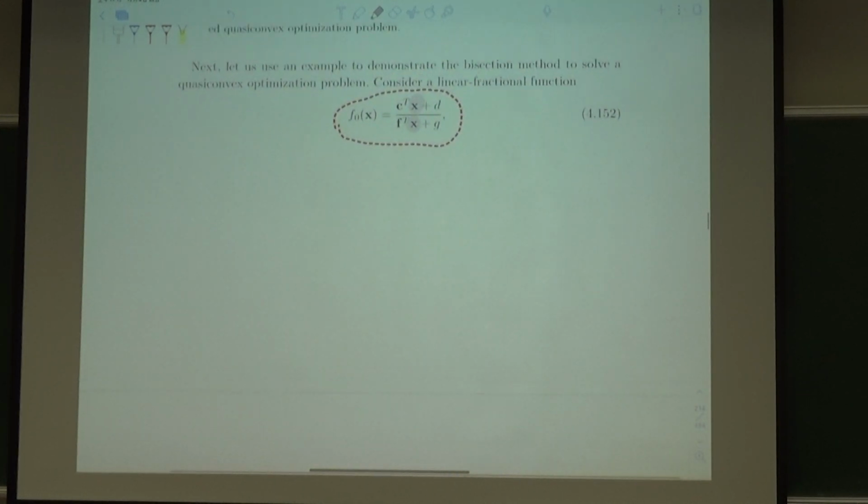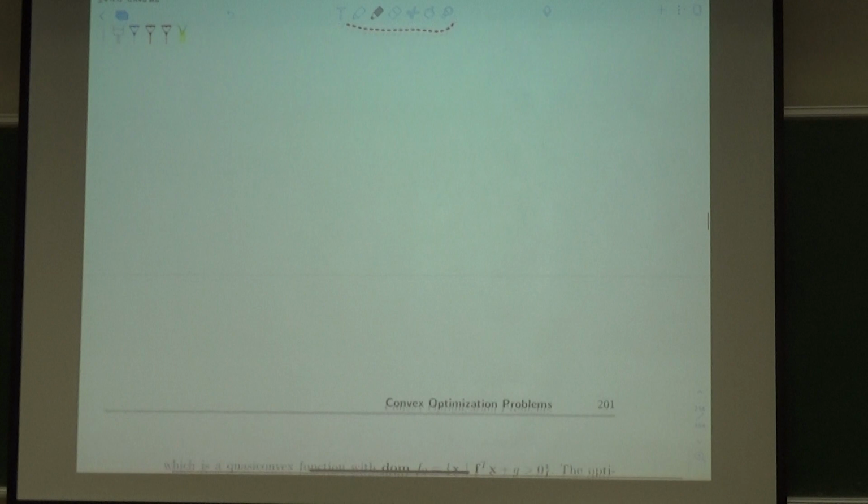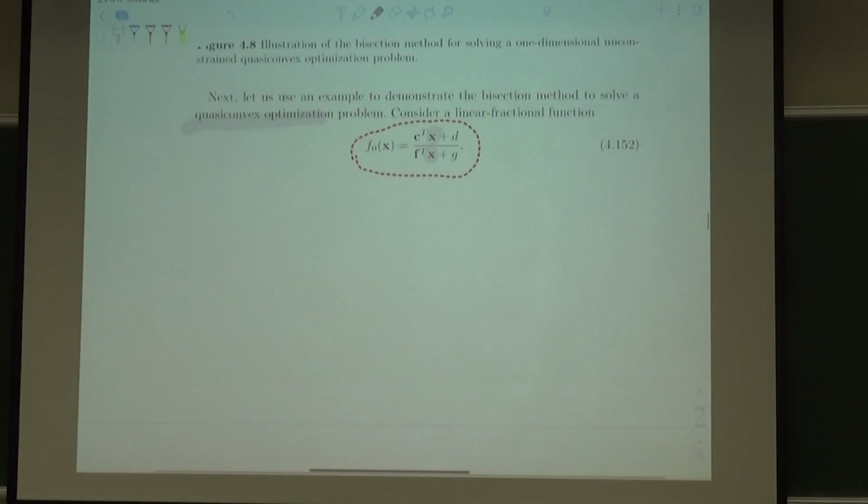If this is the objective function of your problem, is it a convex problem? Is it a convex function? It is a quasi-convex function. In chapter 2, we introduced this. This is called a linear-fractional function, which preserves the mapping from a convex set to its image convex set, if you remember.